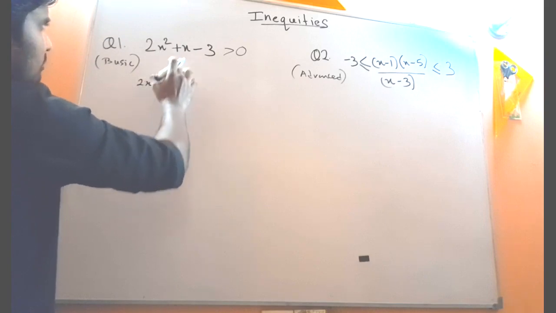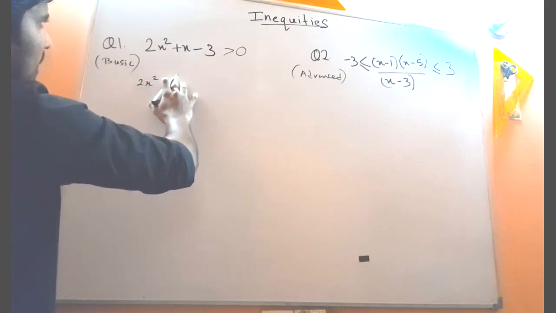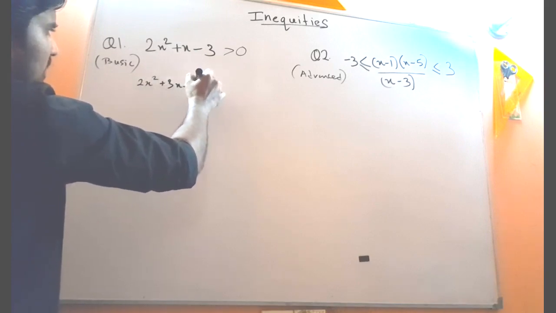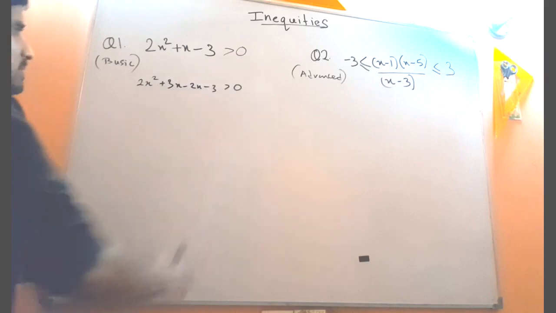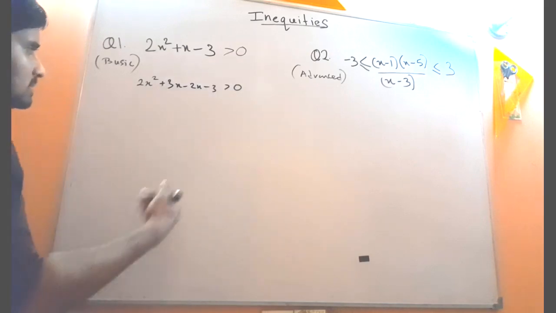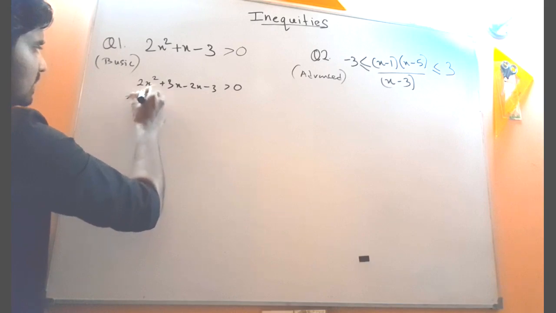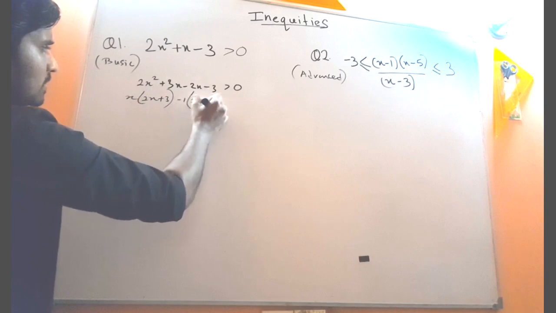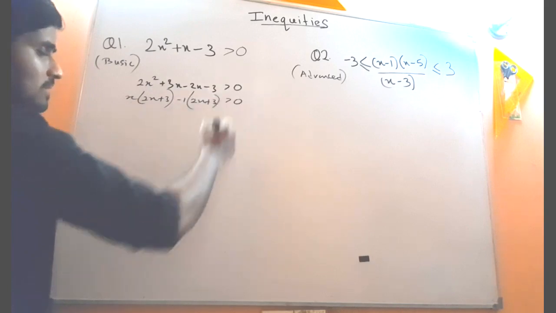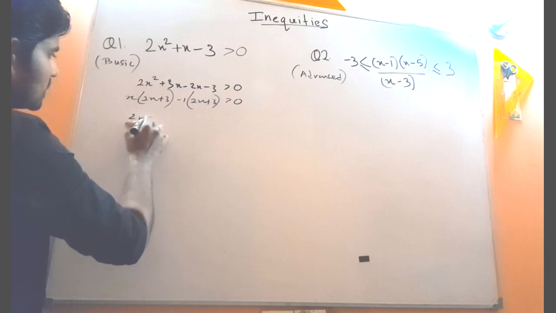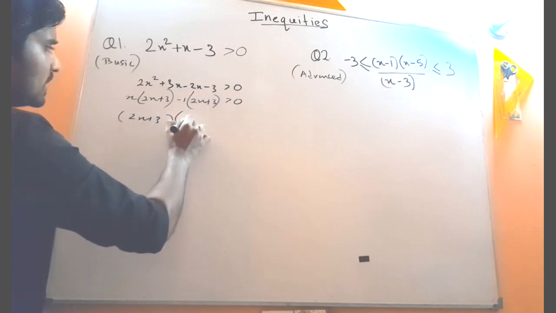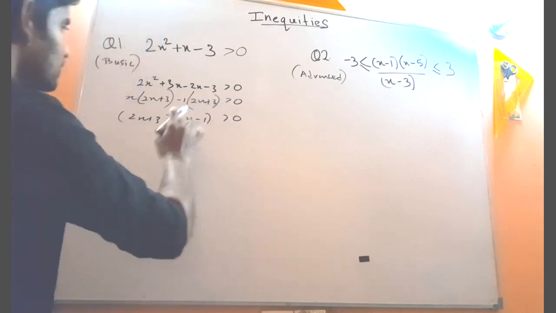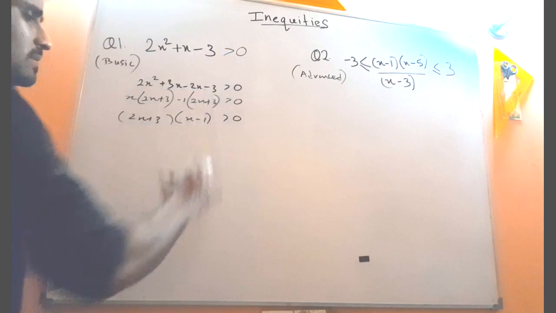2x squared plus x minus 3. Multiplying 3 into 2 gives 6, so we write 2x squared plus 3x minus 2x minus 3 greater than 0. Now let's take the factors: x times (2x plus 3) minus 1 times (2x plus 3) greater than 0. So that gives (2x plus 3) times (x minus 1). The solutions we obtain must satisfy this inequality.